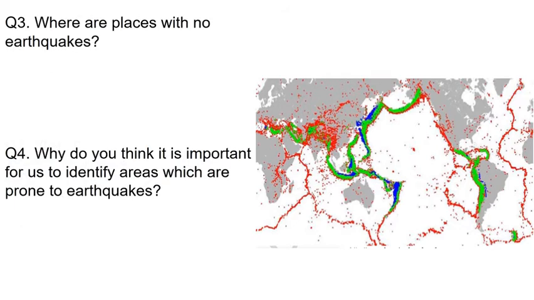Question number 3. Where are places with no earthquakes? Question number 4. Why do you think it is important for us to identify areas which are prone to earthquakes?